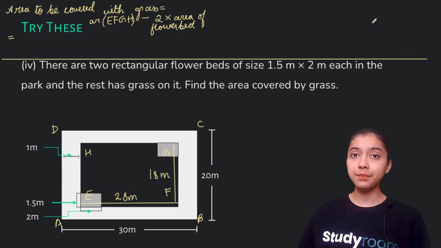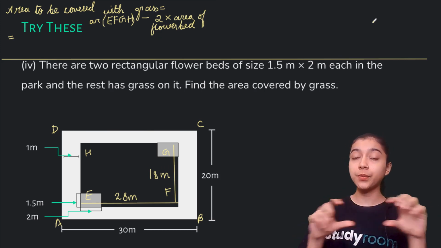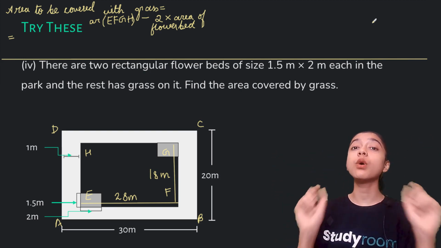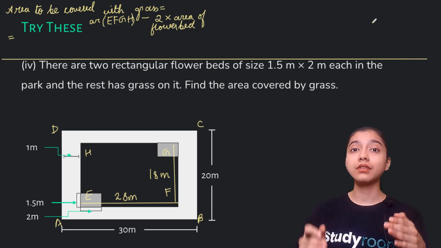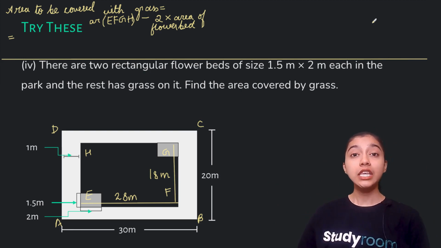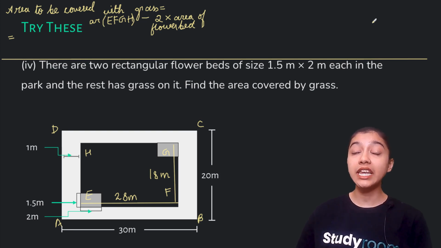Again we have the same park of length 30 meters and breadth 20 meters. We have a path of 1 meter width all along the inside of the park. Now inside the path there are 2 flower beds, each of length 1.5 meters and breadth 2 meters. Now what we have to do is calculate the area of the grass that needs to be laid, the area on which the grass needs to be laid.